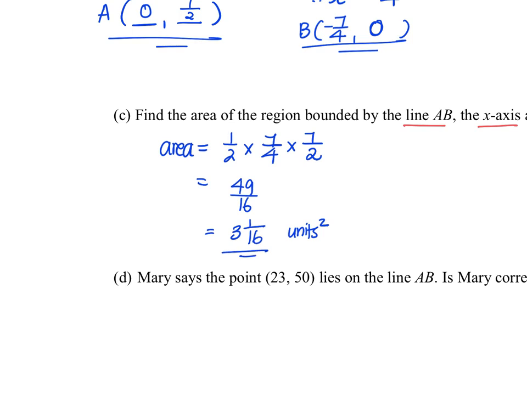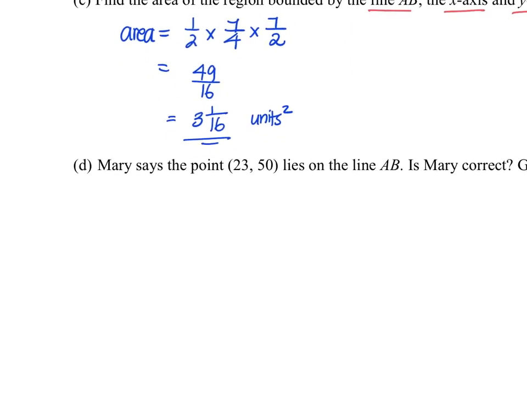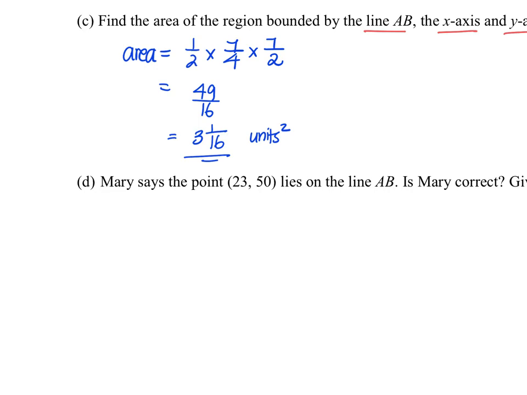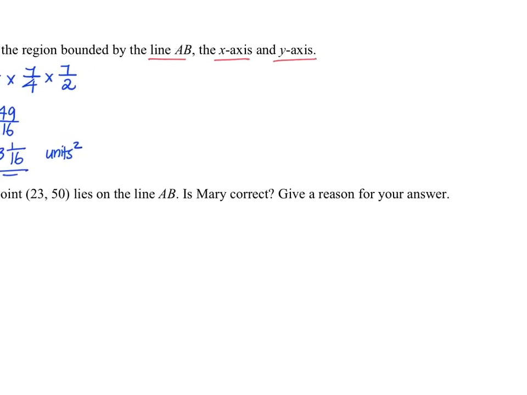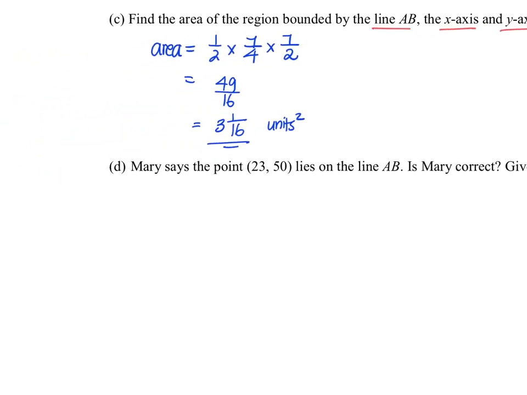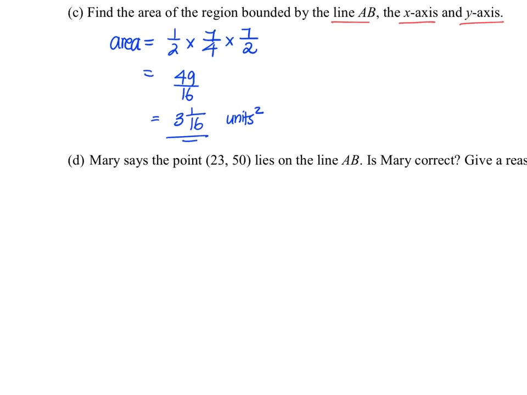Okay. So do not just count the squares if it's given a graph. You count the number of units. Next question. This person here, Mary, says that the point (23, 50) lies on the line AB. Is Mary correct? Give a reason for your answer. What does this mean? Okay, let's take a look at our equation. We have the equation 2y equals 4x plus 7. I need to verify whether it is true.